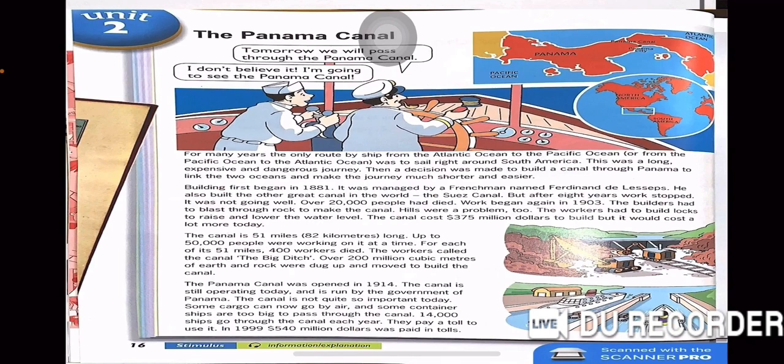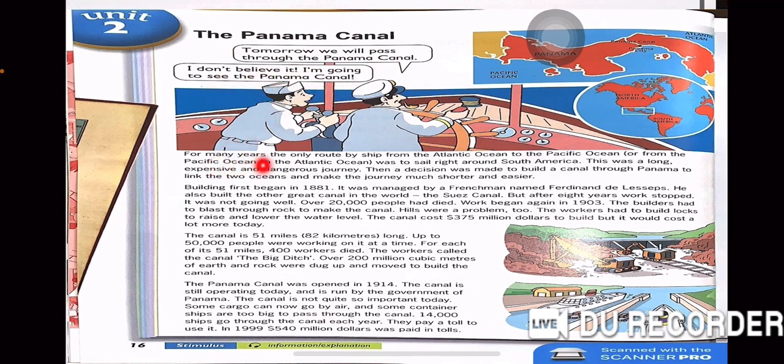Now, let's read the text in your language book, page 16. The Panama Canal. Tomorrow we will pass through the Panama Canal. I don't believe it. I am going to see the Panama Canal.